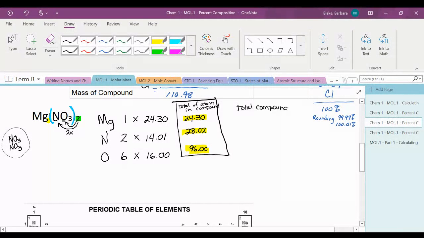I just need to add these pieces up. So in my calculator, I am going to take 24.30 plus 28.02 plus 96.00, and I'm going to come up with the total mass of the compound, which is going to be 148.32, and this is going to be grams per mole.